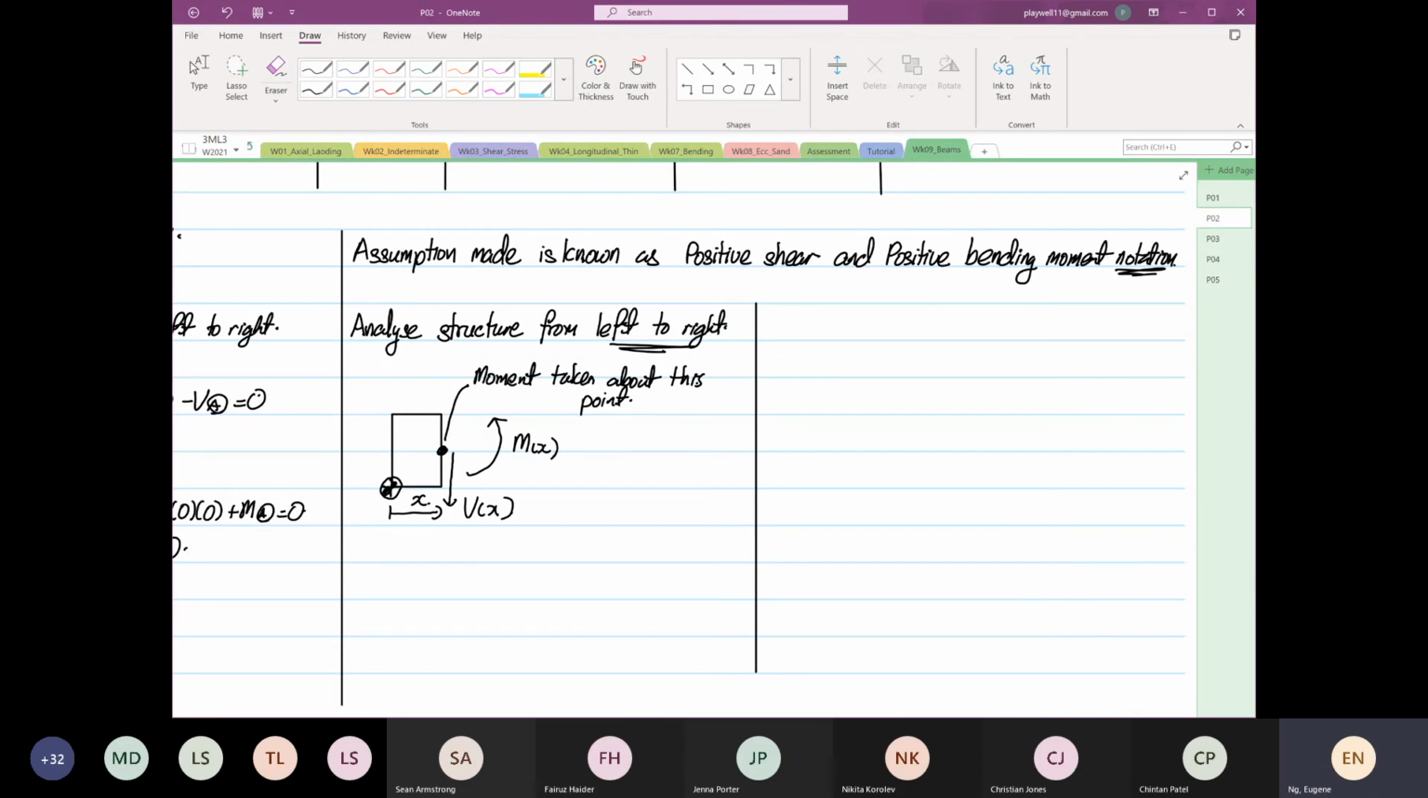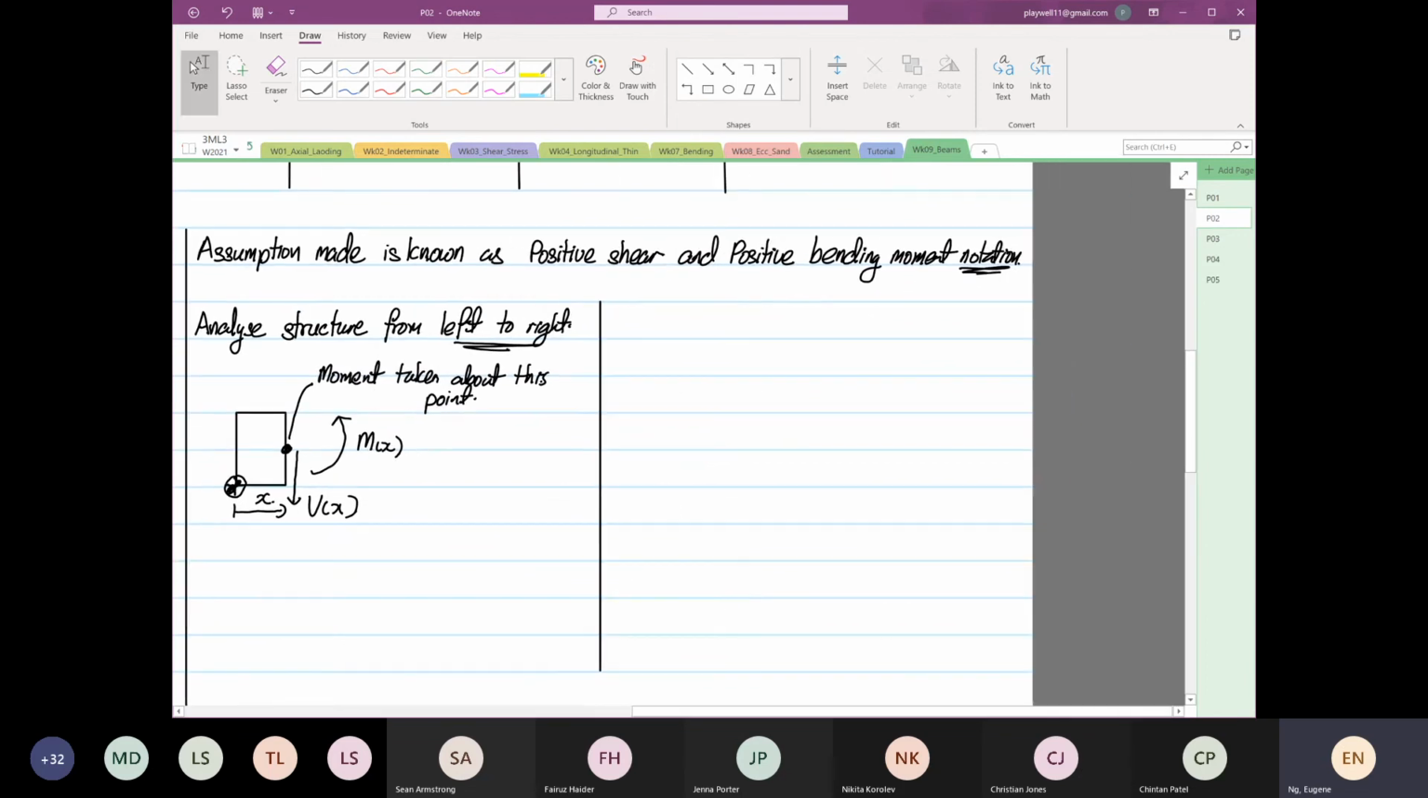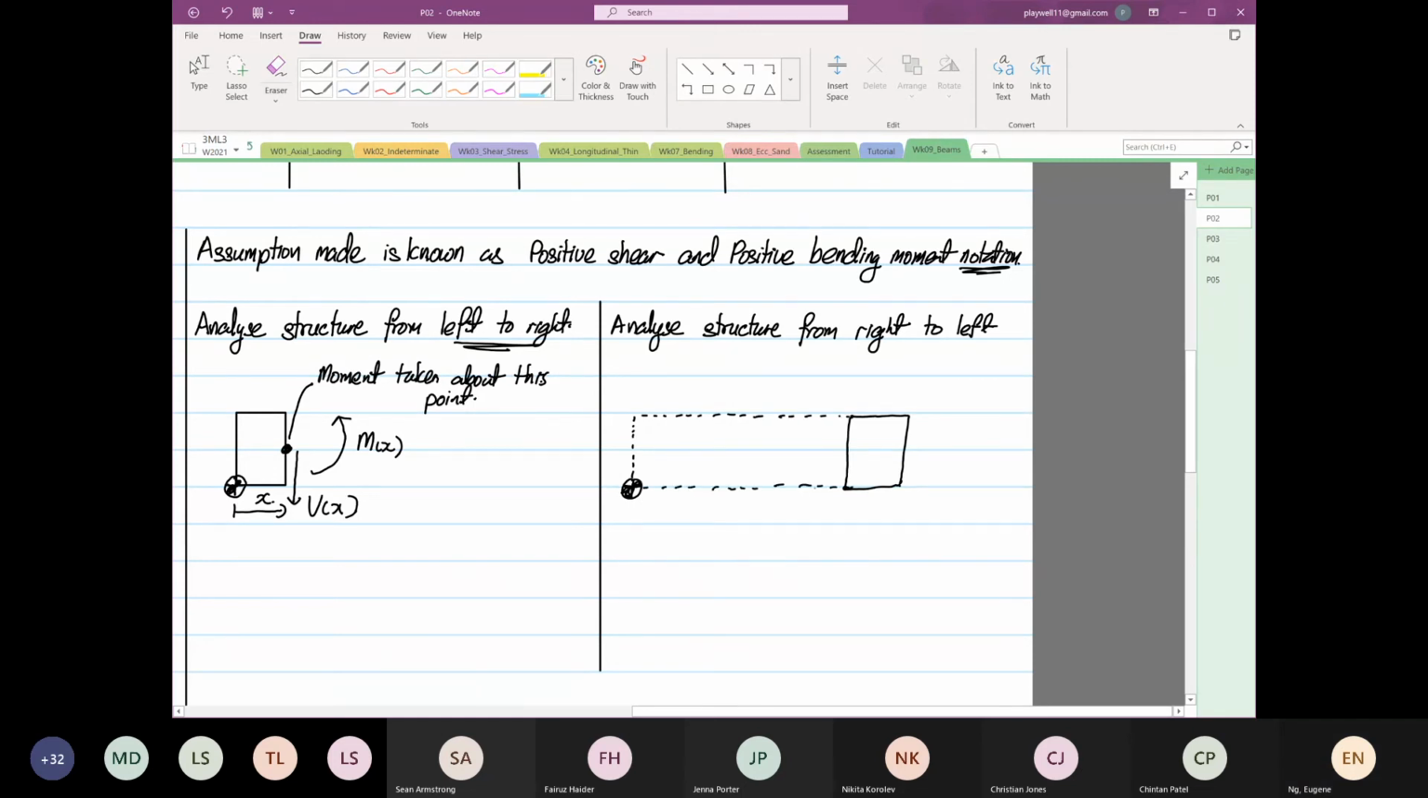Okay, so now if we want to analyze our structure from right to left, again the datum did not change. But now our structure is over here. I draw the dotted line. The structure starts from the datum, and the distance from here to here is x, and the distance from here to here is L. Now, can someone tell me what is the distance from here to here, please?